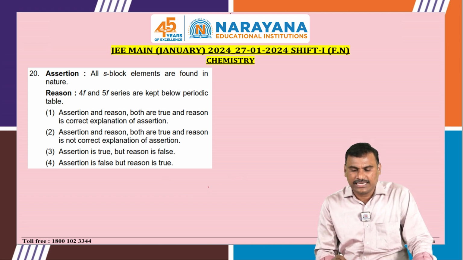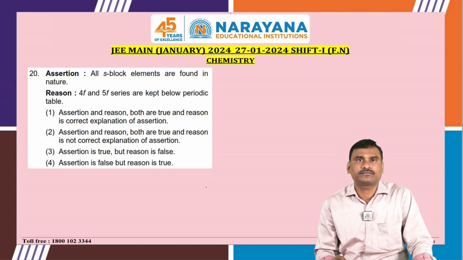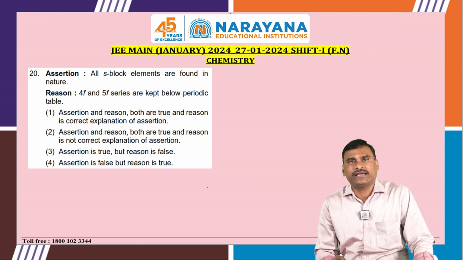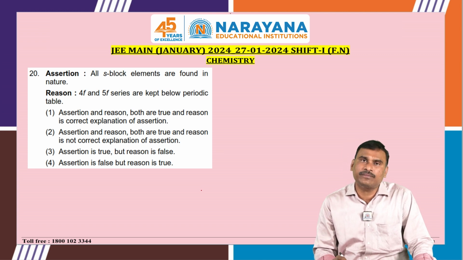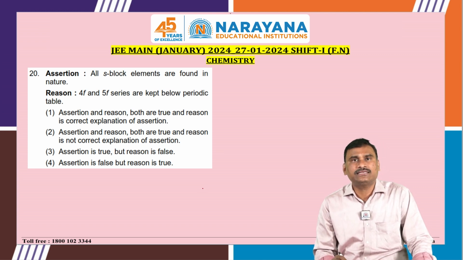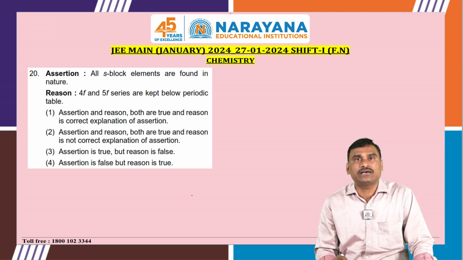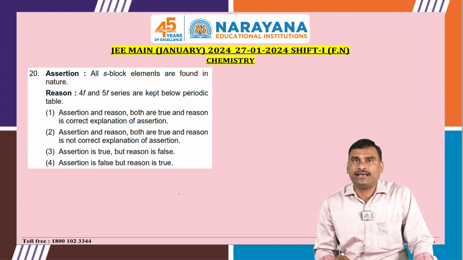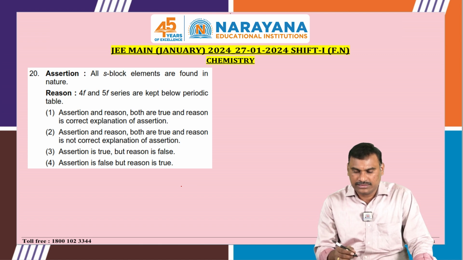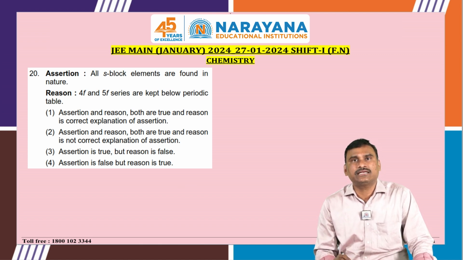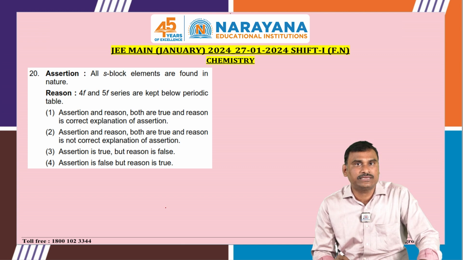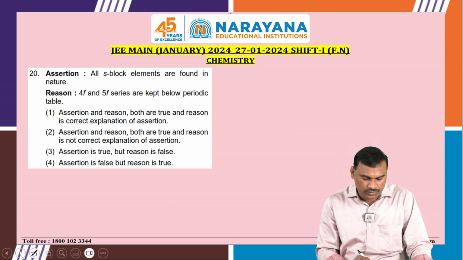4f and 5f series are kept below the periodic table. 4f belongs to the 6th period and third group, and the 5f series belongs to the 7th period and the third group. So, to not disturb the symmetry of the periodic table, we removed them and placed them under the periodic table. That is correct. So the assertion and the reason are correct, but the reason is not the correct explanation for the assertion, since there is no interrelation between the two statements. Now go for the next question, student.